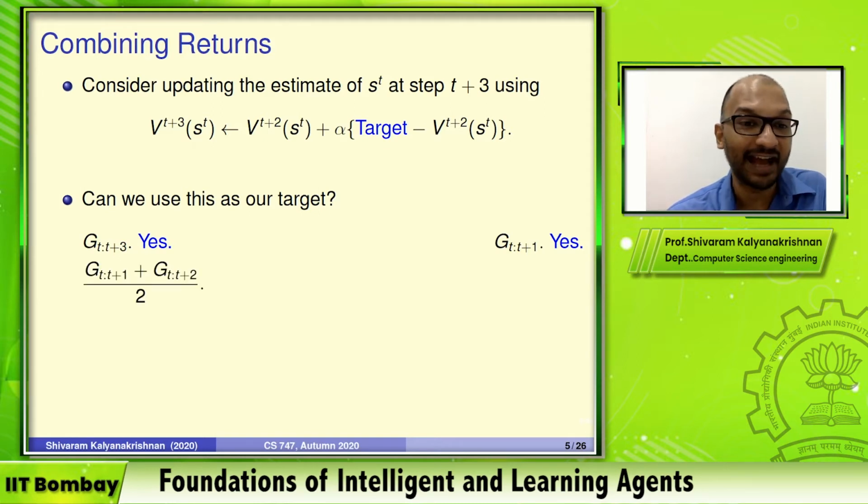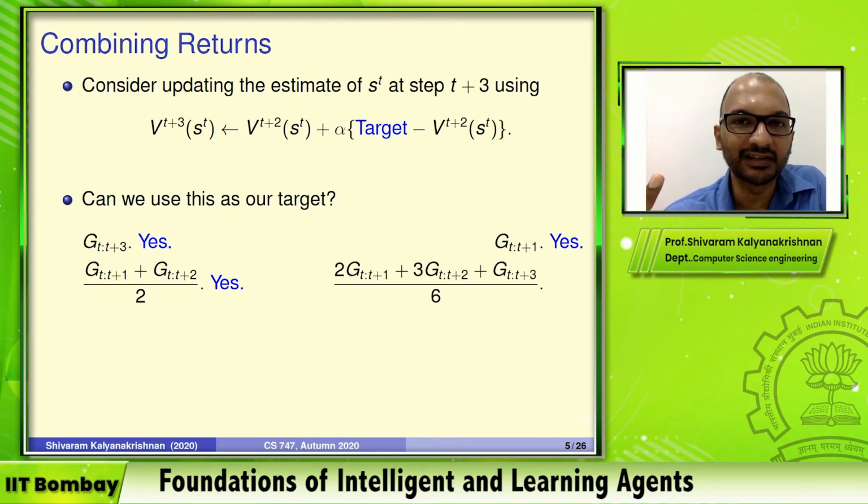Okay, can we use the average of G_t:t+1 and G_t:t+2? It's not as intuitive to see because we're not even looking at one return here. We are looking at 2 returns and then we're combining them by taking the average. Is this okay? Turns out this is okay.